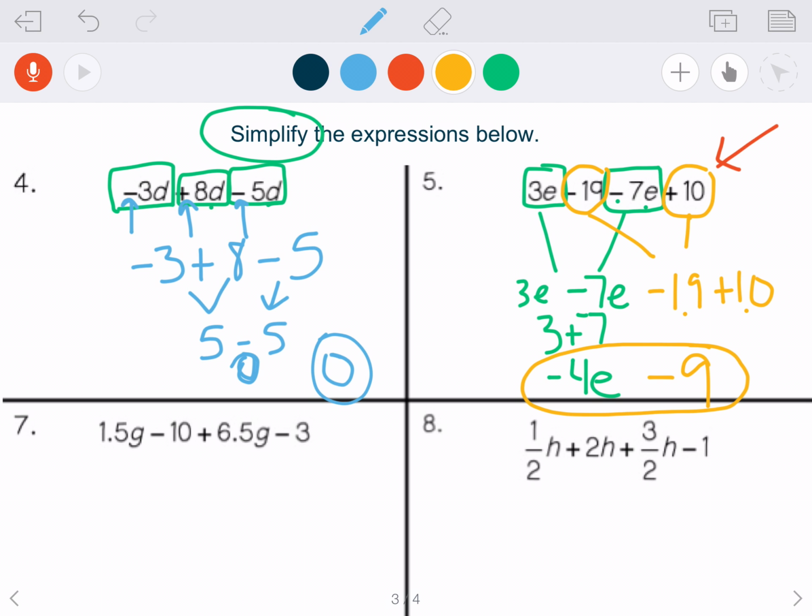All right, let's do another example. For number 7 down here, 1.5g minus 10 plus 6.5g minus 3. Well, my first term has g as the variable, and I have another term here that has g as the variable. And I also have two constants, minus 10, minus 3. So I'm going to next rewrite this so that my terms that are alike are beside each other. And all I'm doing is cutting them out and pasting them back down below.